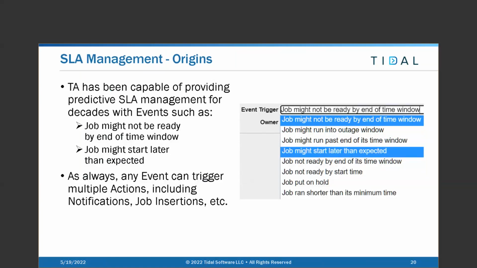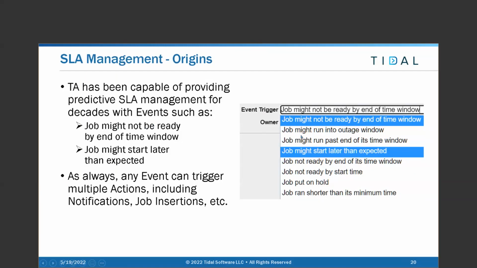that's done via events. And so what we see over on the right is an example of some of those event triggers that you could consider to be proactive or predictive. Notice the word might. A job might not be ready by the end of its time window. A job might start later than expected. So the idea here is that with SLA management, you don't want any surprises. You want to be given a heads up in advance, before a problem occurs that can't be remediated.